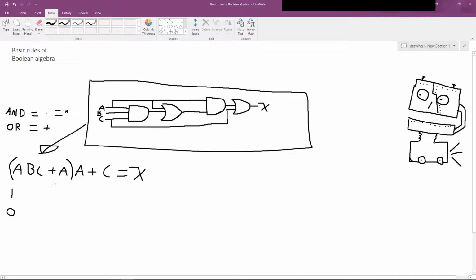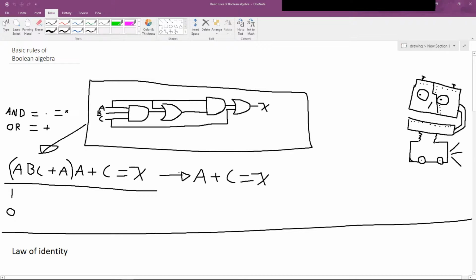Well, if you look at this expression, it's quite complicated, and it's actually possible to simplify or reduce this to only contain one gate, and it looks like this. A ORed with C equals output signal X, and this is obviously way easier to build in real life than this complicated mess. So let's get to the laws.